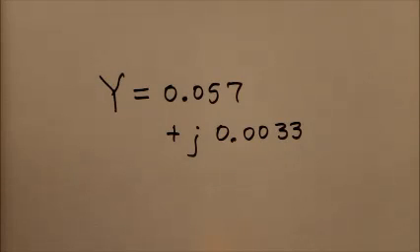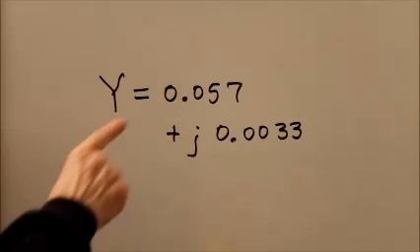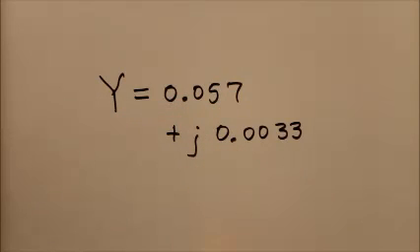Let's look at final exam question number 56, found on page 673 of Teach Yourself Electricity and Electronics, 5th edition. We're told that a certain component has a complex admittance, that's what Y means, of 0.057 plus j times 0.0033. Then it goes on to ask us, what type of susceptance do we have here?